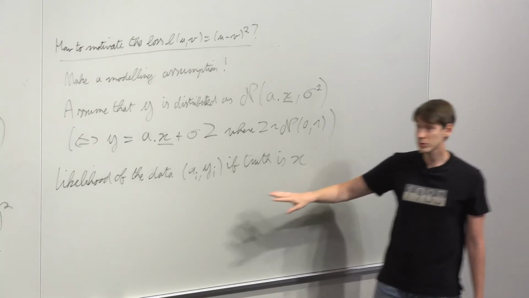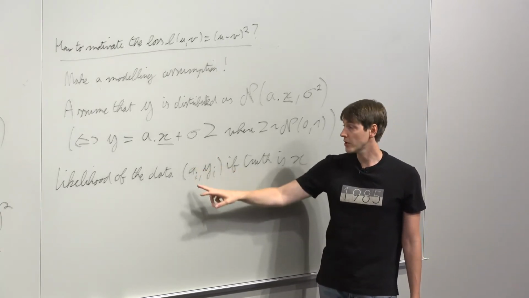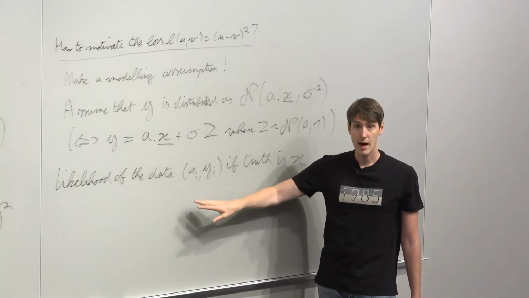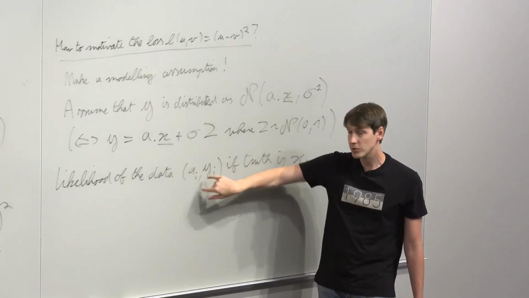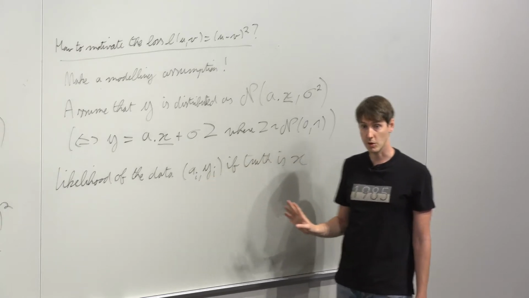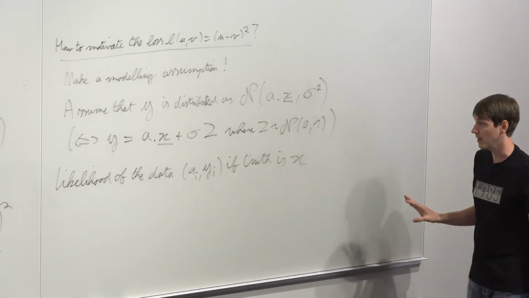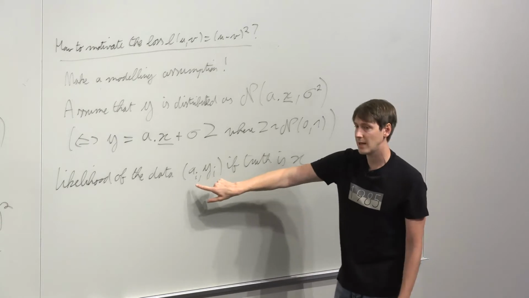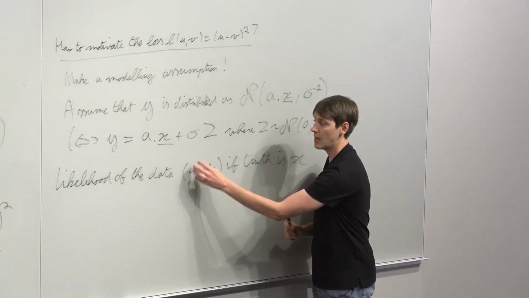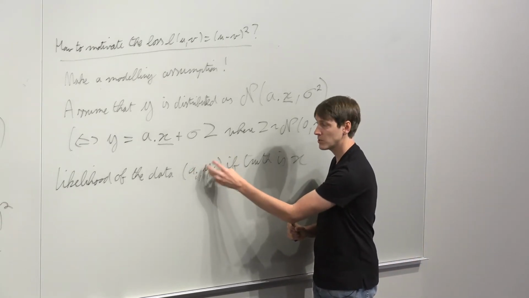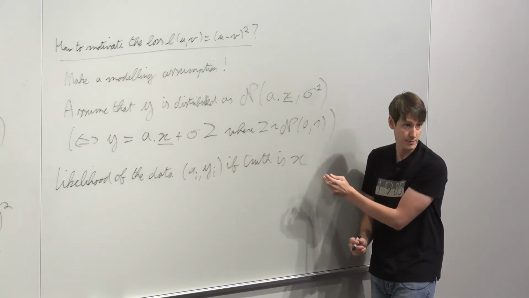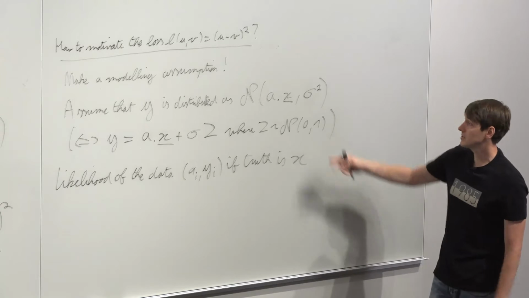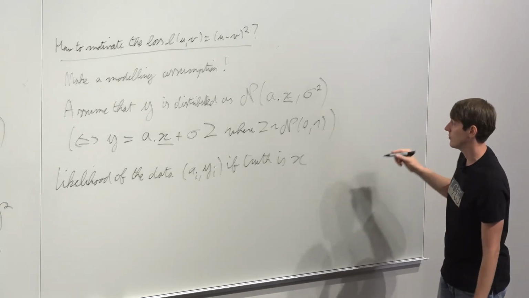Note that I'm not making a modeling assumption on the feature vector. I'm only making a modeling assumption on the relation between the outcome and the input. That's the only modeling assumption that I'm making. So when I say likelihood of this data, I only mean I fix a_i. What was the likelihood of observing y_i, given that the truth is x? This is given by the density of the Gaussian, which is the following.